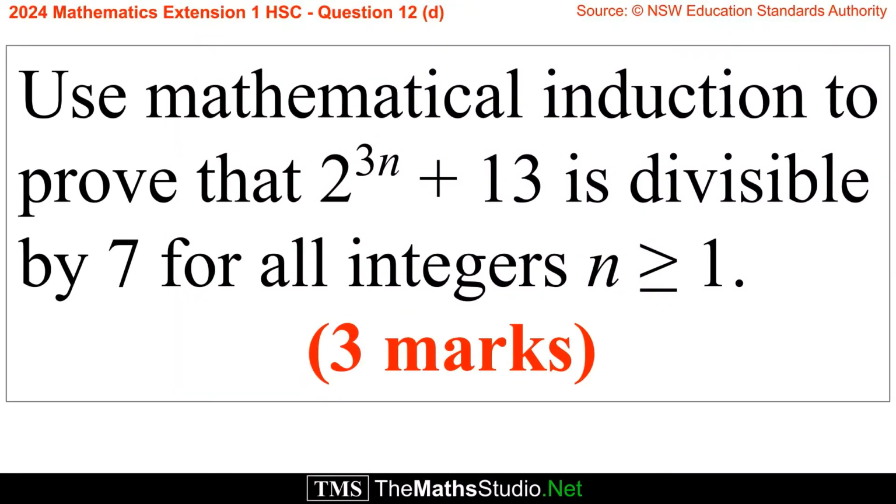Question 12, Part D. Use mathematical induction to prove that 2 to the power of 3n plus 13 is divisible by 7 for all integers n greater than or equal to 1.